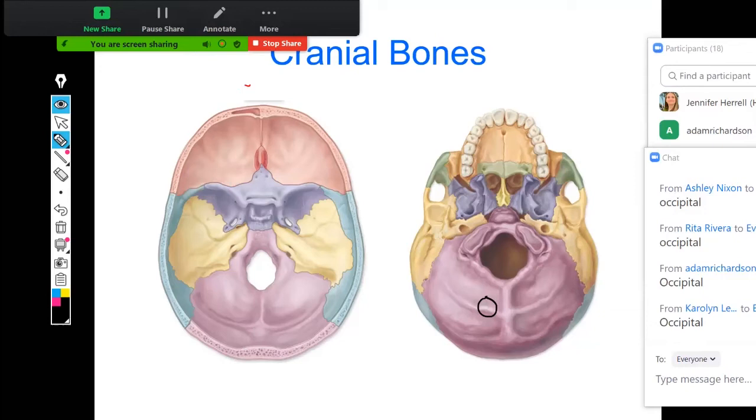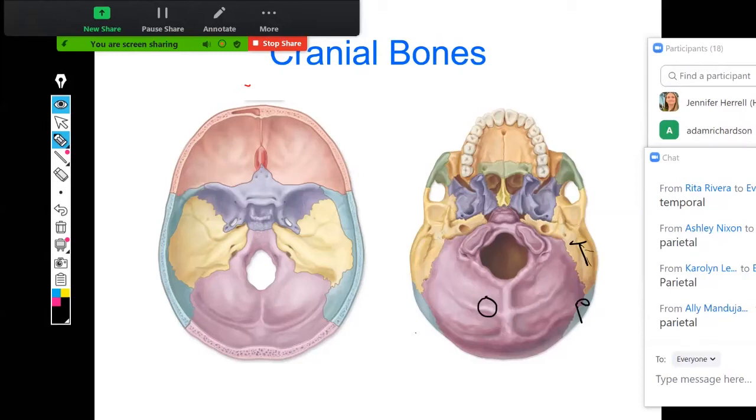How about these bones on the sides? The tan bones. Temporal. They're not always tan, but for now you can think tan temporal. How about the blue ones that are peeking out there? These blue guys. Parietal. That's them. There's two of them, one on either side.